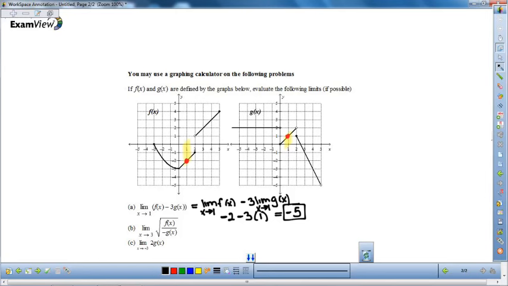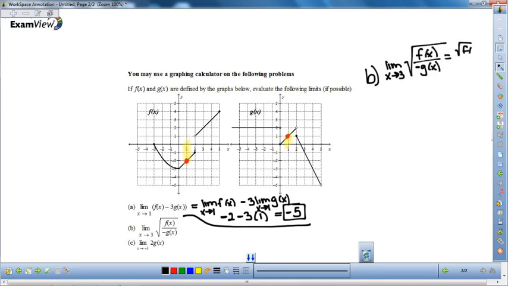Okay, for B, I'm trying to find the limit as x approaches 3. So once again, I'm going to use a little bit of the rules of properties of limits. So first thing I'm going to do is I'm going to separate the square root. So I'm going to write the square root of f(x) over the square root of negative g(x).